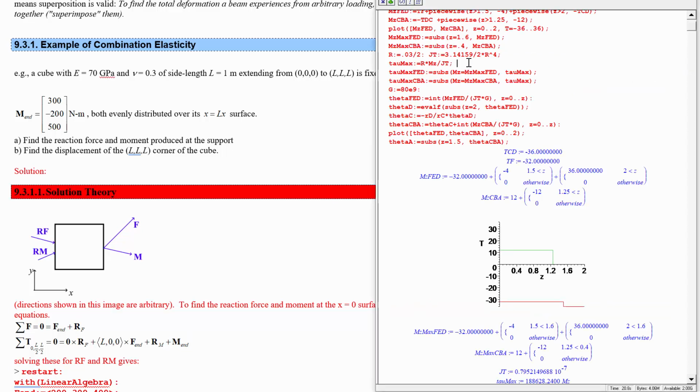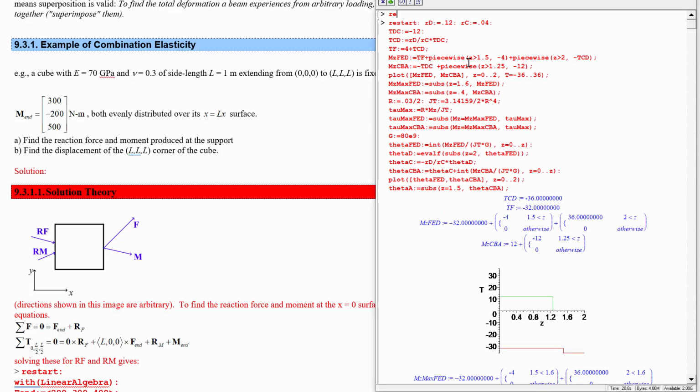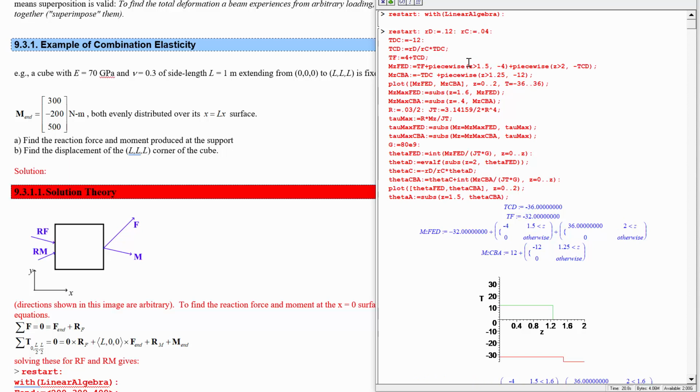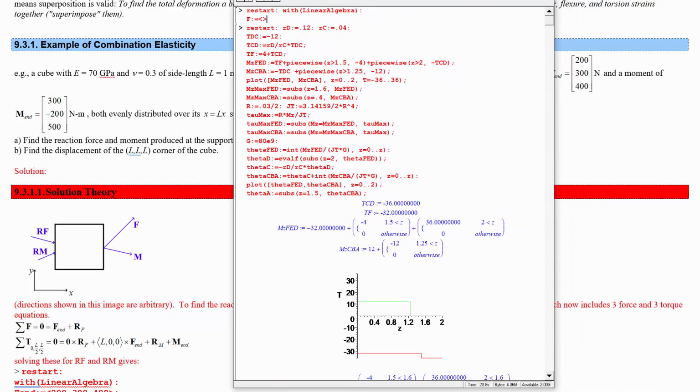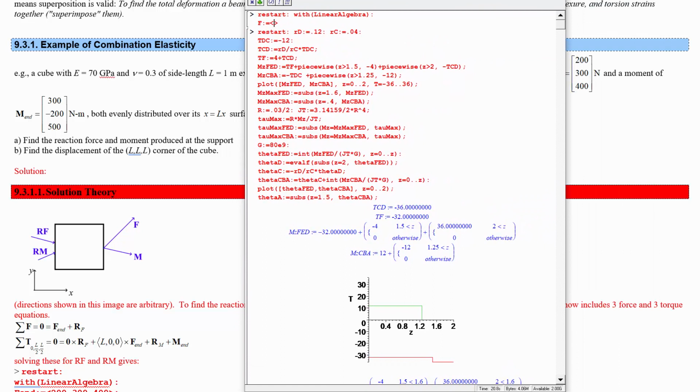So we'll remember how this went in week 3. Again, that was a long time ago, with linear algebra. And we'll say that we've got F at the end, which is given by this, 200, 300, 400. And we've got a moment at the end. We call this F end. M end is 300, negative 200, 500.